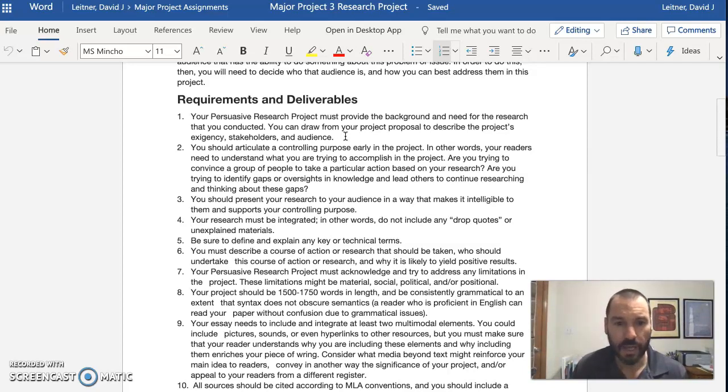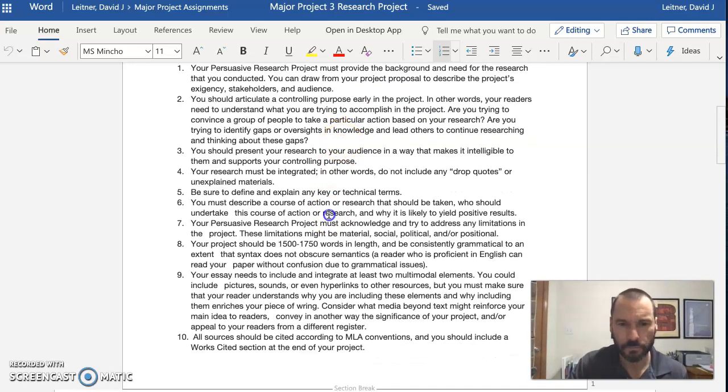5, be sure to define and explain any key or technical terms. Okay, if you have a very important term that the reader might not know, or if you're using it in a way that might be unfamiliar to your reader, or in a specific way, sometimes there are general terms, but you might be using it in a specific way, be sure to define those.